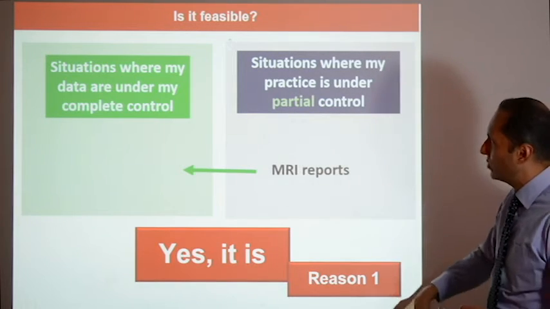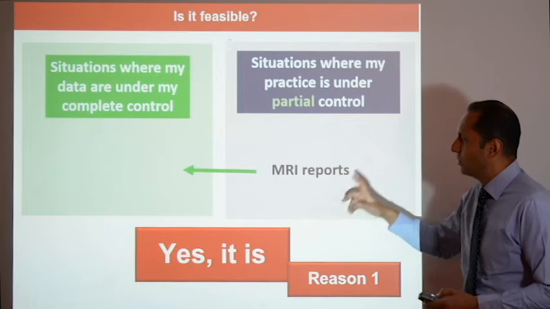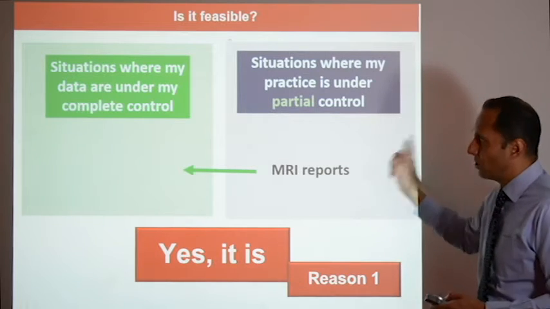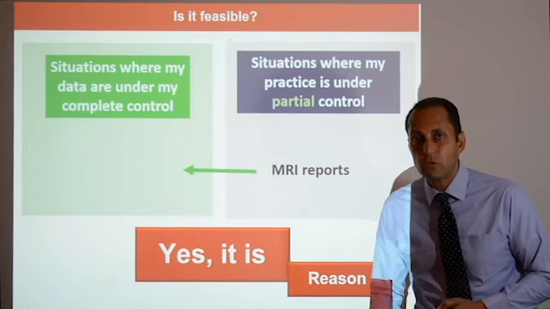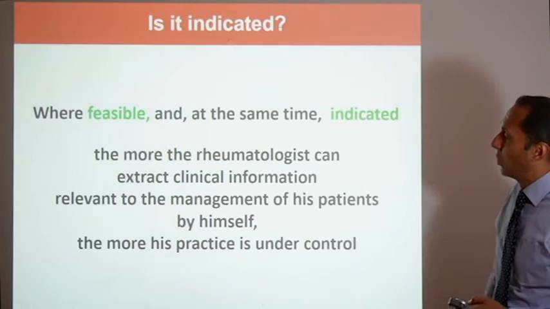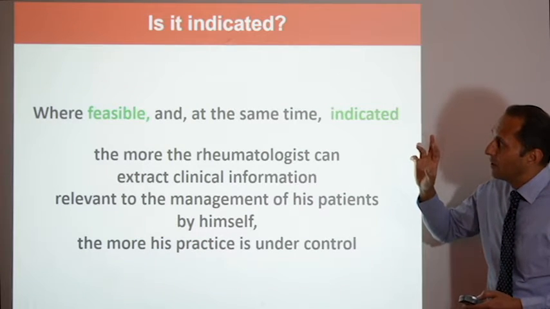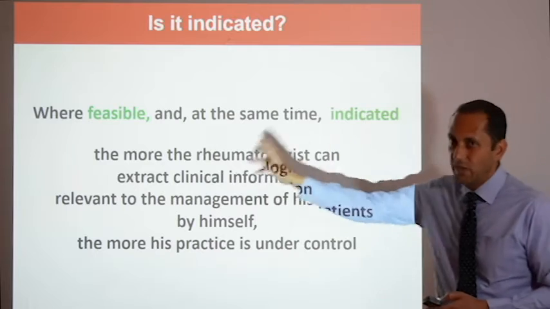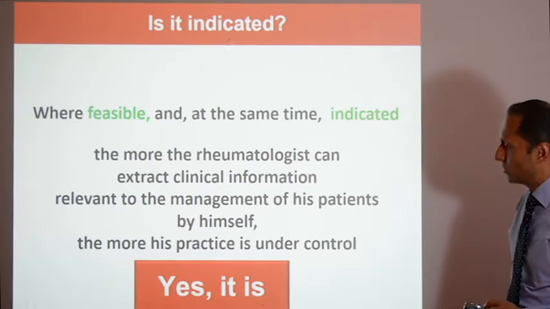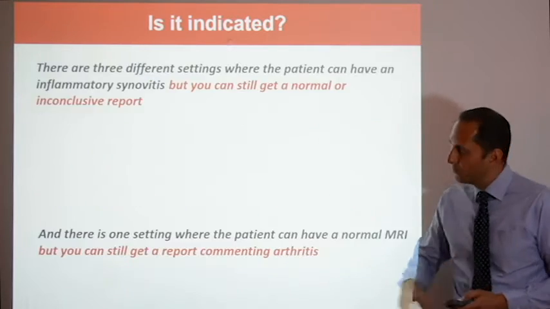So, back to our situations. Yes, it is feasible that we take the MRI reports from partial control and make it in the under control area. So, is it indicated? It's feasible. Is it indicated or not? Yes, it is indicated. Why?